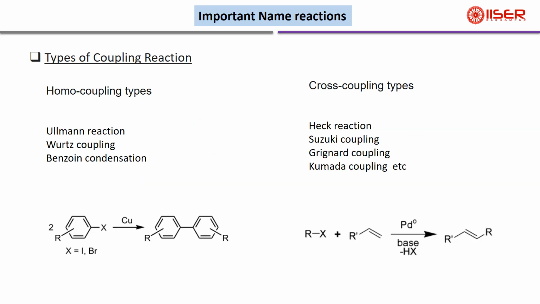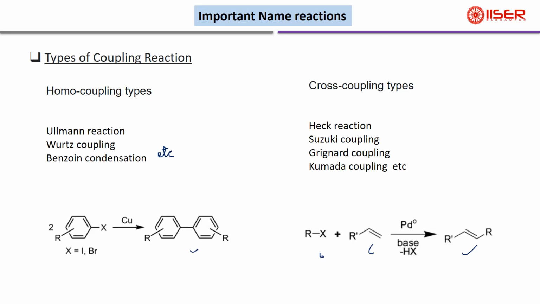So there are different types of coupling reactions. You can see examples like Ullmann, Glaser, Benzoin, and there are many more. I just mentioned three to give you an idea. Homocoupling means two similar components get coupled with each other, and heterocoupling means two different components get combined with each other. So there are many examples of that. We'll go one by one.